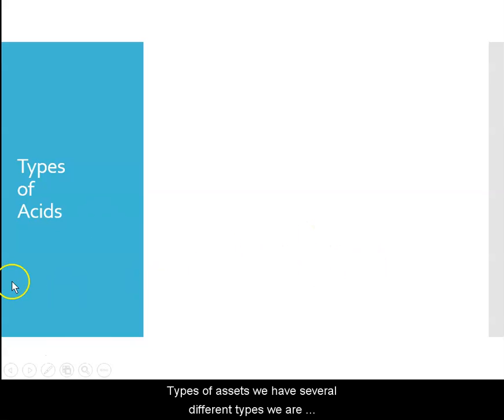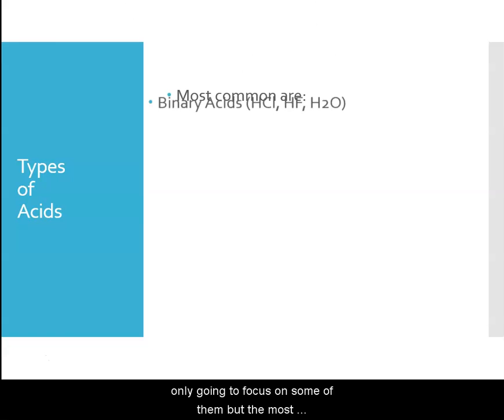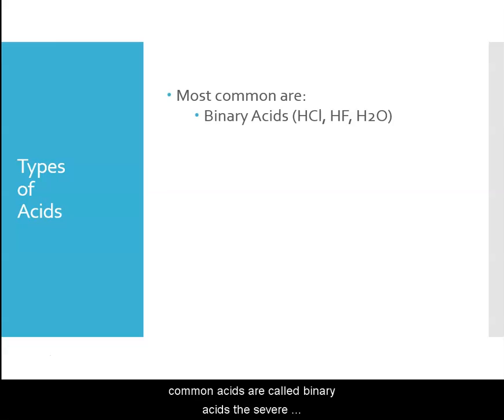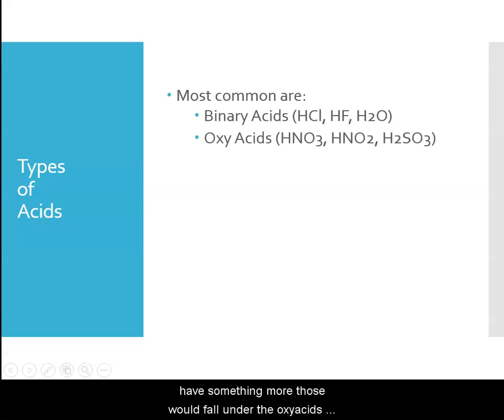Types of acids. We have several different types. We're only going to focus on some of them, but the most common acids are called binary acids. This would be your hydrogen chloride, your hydrogen fluoride, and oddly enough, water is a binary acid. Binary in the sense that it's made up of only two different elements.